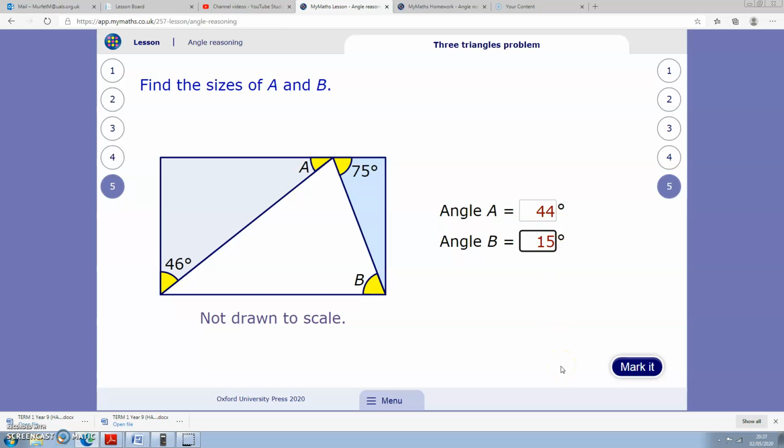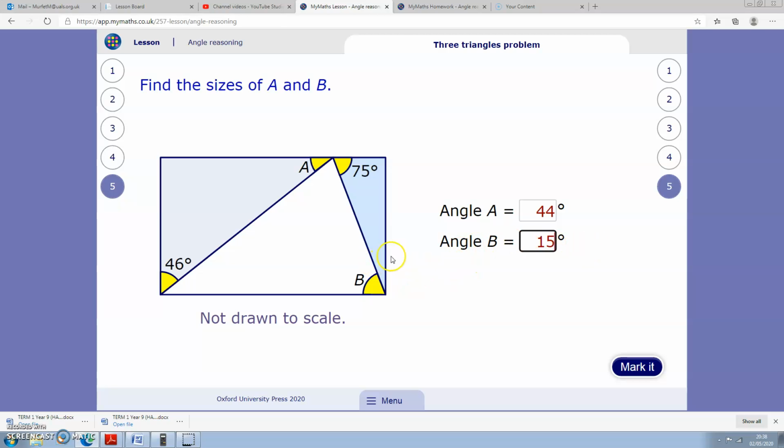Okay, now I've done an error there. Can you see what I've done? 90 degrees, 75 degrees, 15 degrees, but B, the one I want, is the opposite, it's beside the angle of 15 degrees, it's not 15 degrees. Very easy to do that, so just take care.